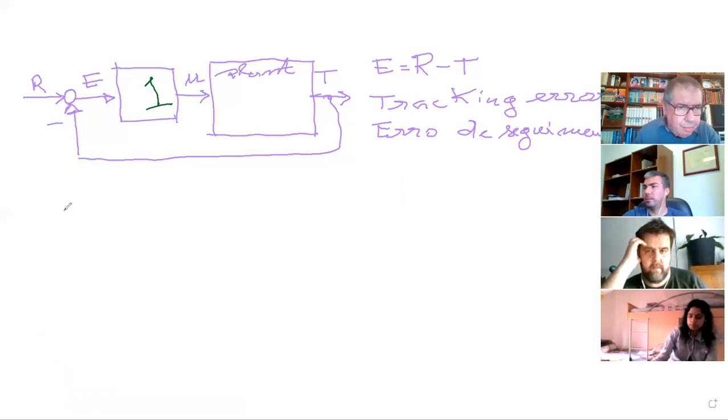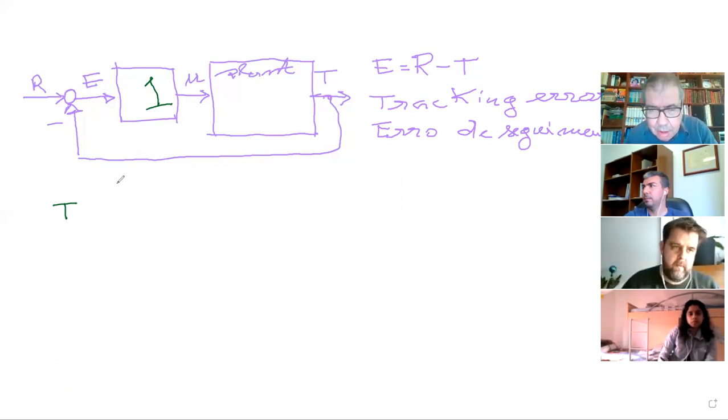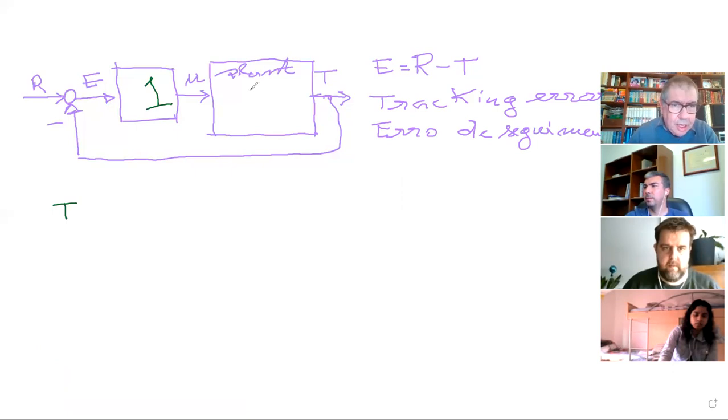Okay, so let's suppose that you are in steady state. That is to say, that this thing evolved to a constant, so T is constant. And you call G the gain of the plant. So T is equal to GU. And these are numbers. Of course, they have units associated, but let's suppose that you somehow normalize this so that you can compare everything.